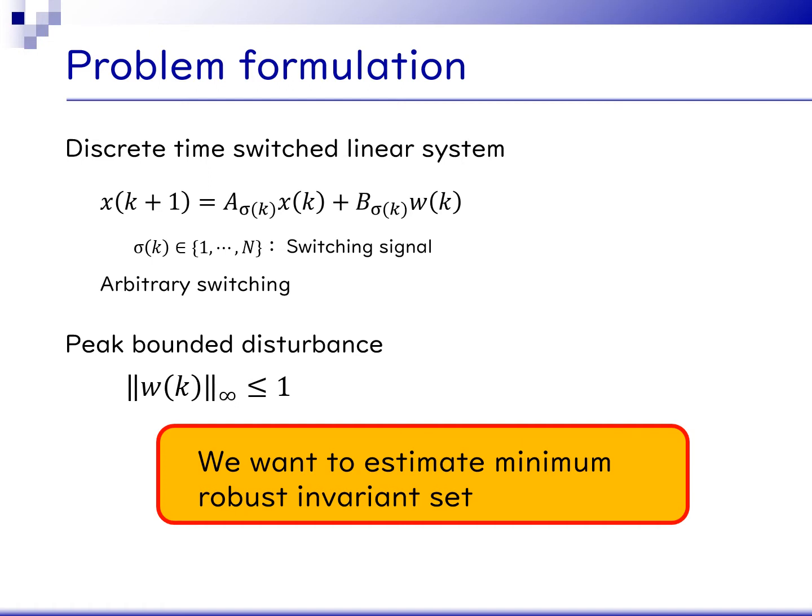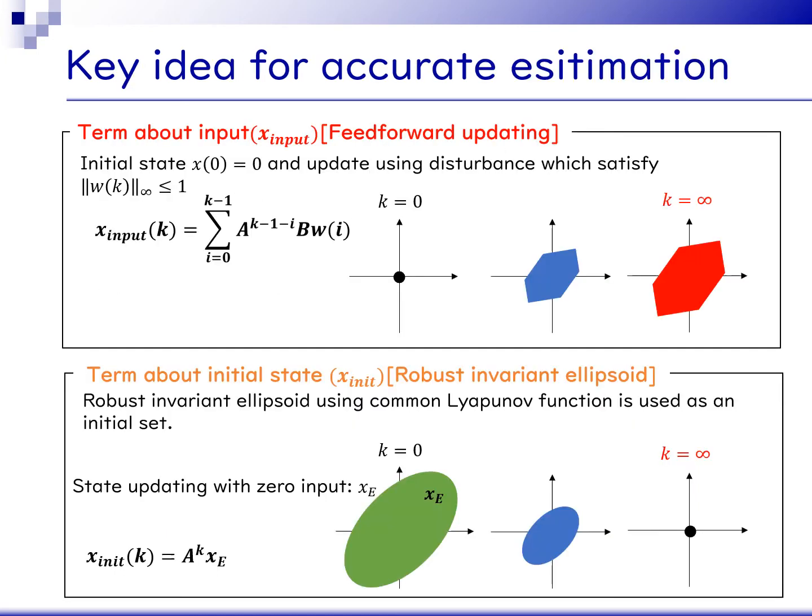Sigma is the switching signal and we consider arbitrary switching. The disturbance is peak-bounded disturbance. Then we want to estimate the minimum robust invariant set for this framework. The key idea for accurate estimation of the robust invariant set is shown in this slide.